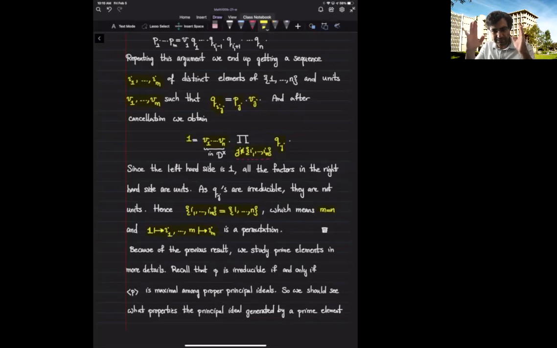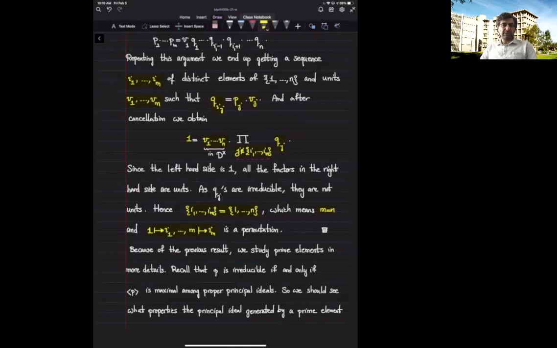Let's try again to understand the statement that we are proving. We've proved that if the existence part of being a unique factorization domain holds for an integral domain, then it is a UFD precisely when every irreducible element is a prime element. Okay, so now this tells us that we need to understand prime elements better.